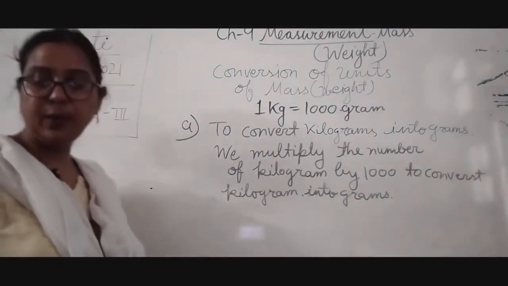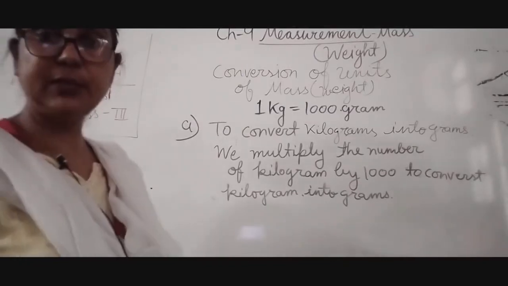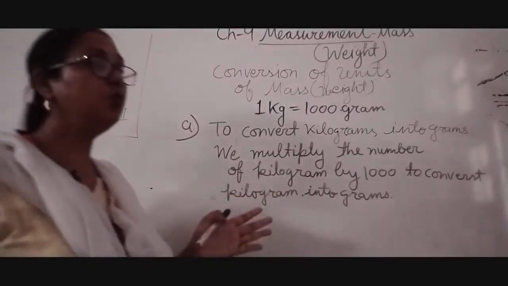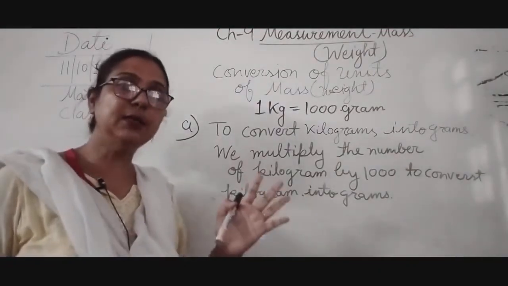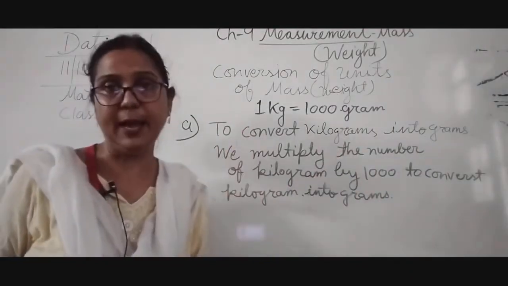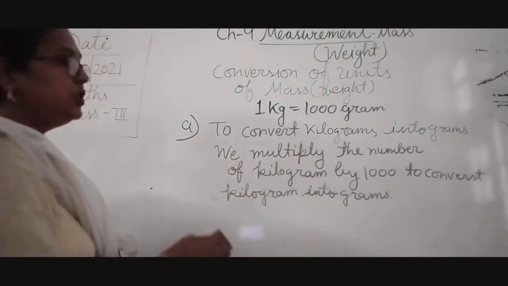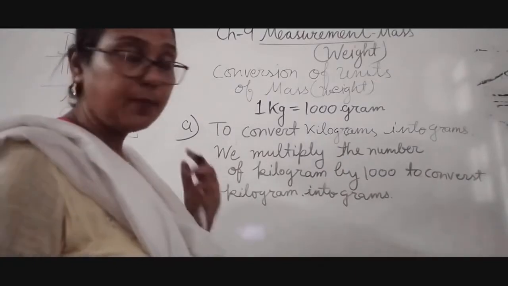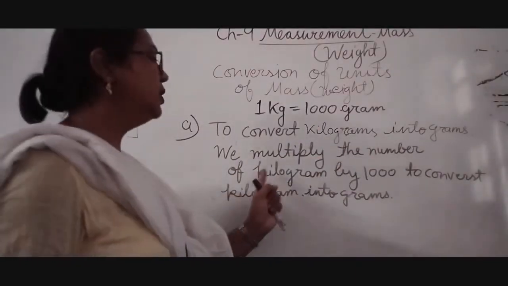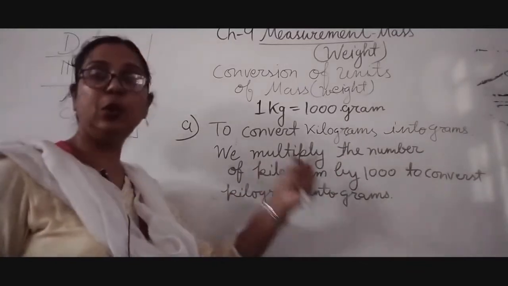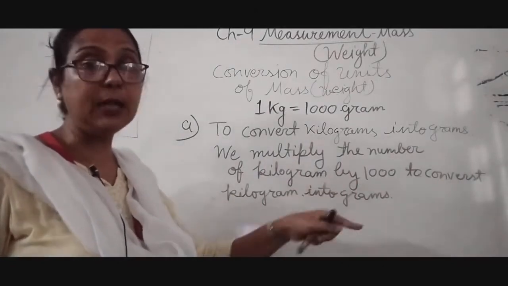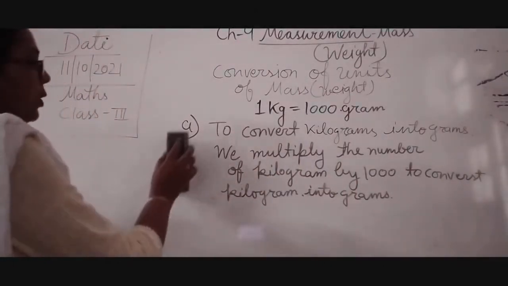Okay, so let's start a few examples, because it is very important that we solve them first, because this formula is given over here and we have to apply it. After application we can solve the problems. So to convert kilograms into grams, we multiply the number of kilograms by 1000. Then we will get the answer in grams. Okay children?